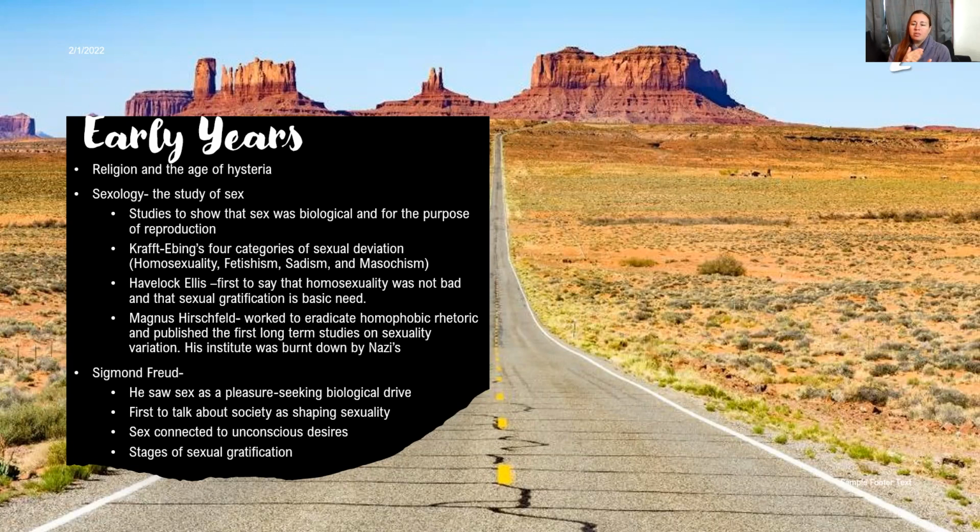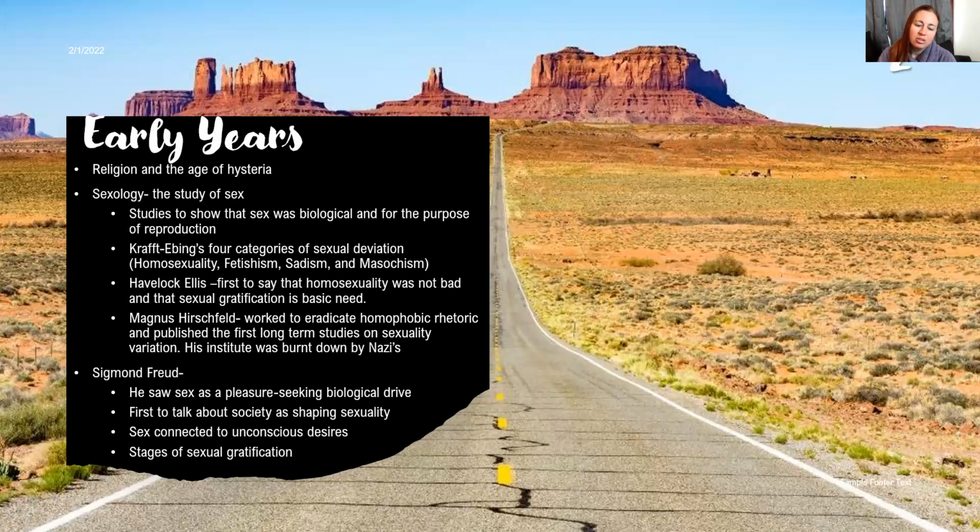Now we're going to get into a couple of those scholars that, when you think about sexuality or social psychology, you just can't get away from, because they are those names. We're going to start with Sigmund Freud. There are always the jokes, and it's a name that a lot of people, even outside of psychology, know. He saw sex as a pleasure-seeking biological drive. He was the first to talk about society as shaping sexuality, which is kind of a big deal.